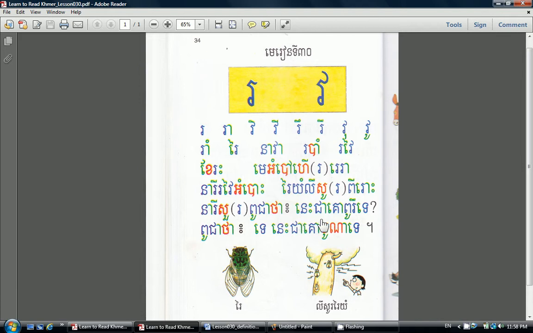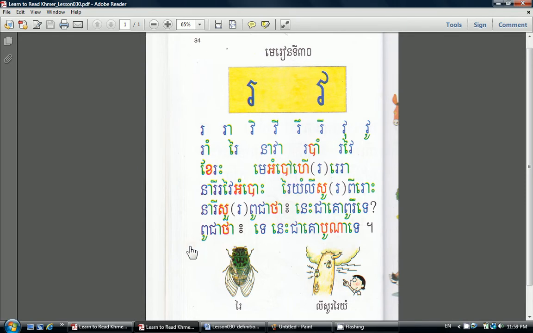Let's read this whole sentence together.